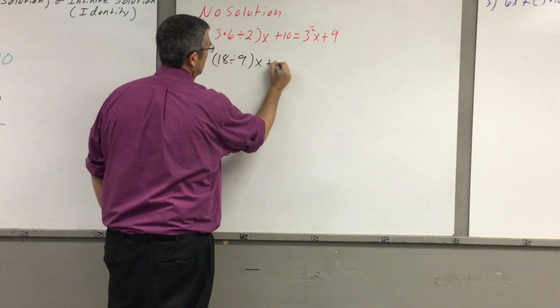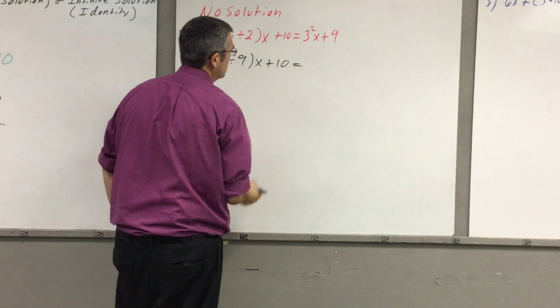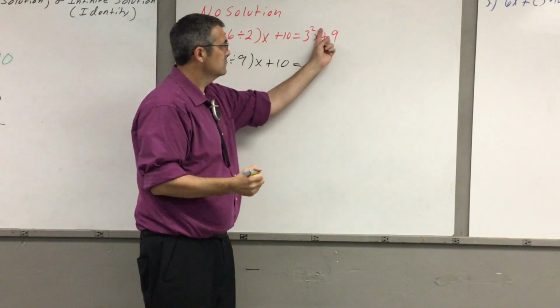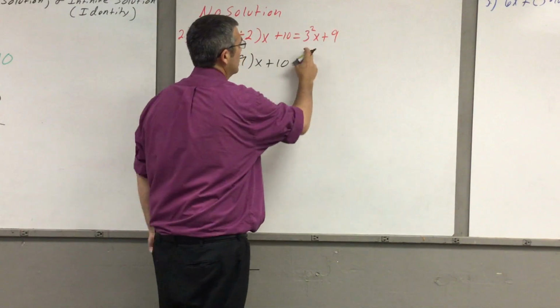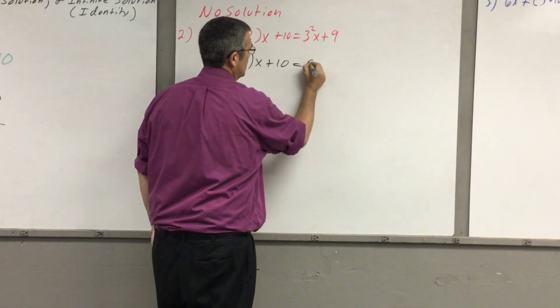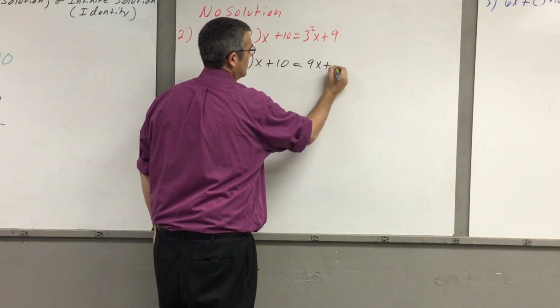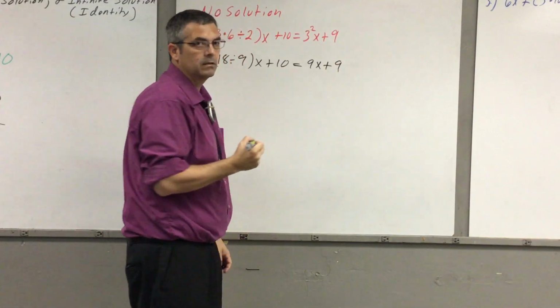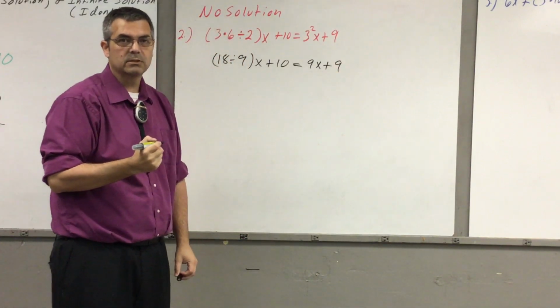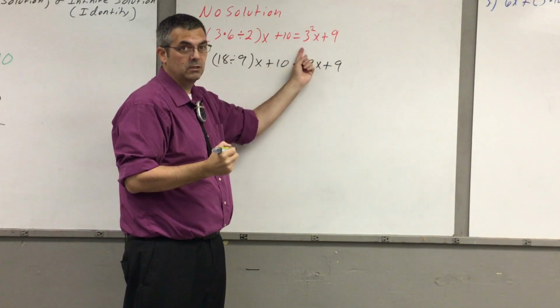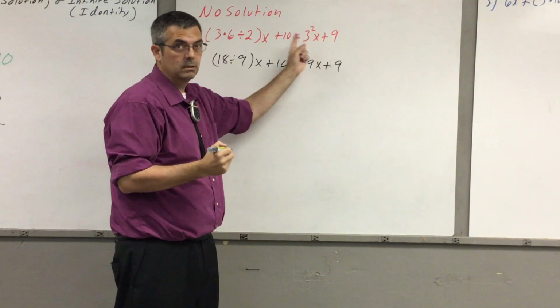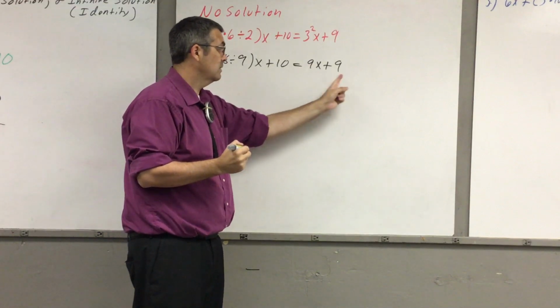18 divided by 2 times x plus 10 equals, and I'm going to go ahead and do this right here. This is on the other side of the equation, so I'm going to go ahead and do that. 3 to the second gets me 9x plus 9. Because 3 to the second is 3 times 3, which is 9. Okay? The most common mistake here with these exponents is trying to do 3 times 2. Don't do that. That's 3 times 3. That gets you 9x plus 9.